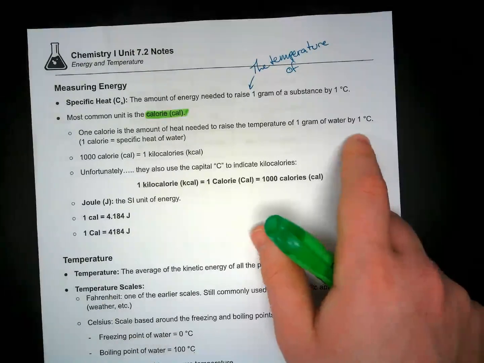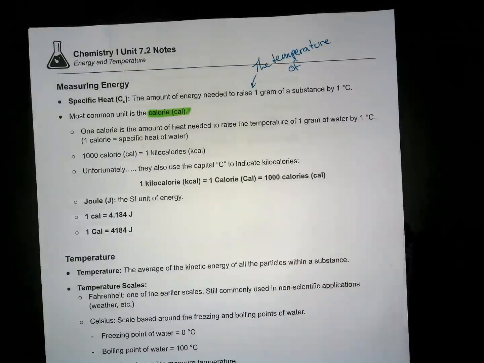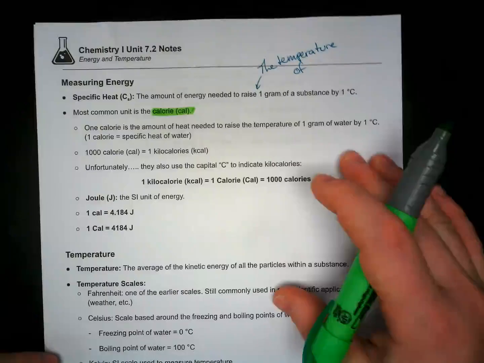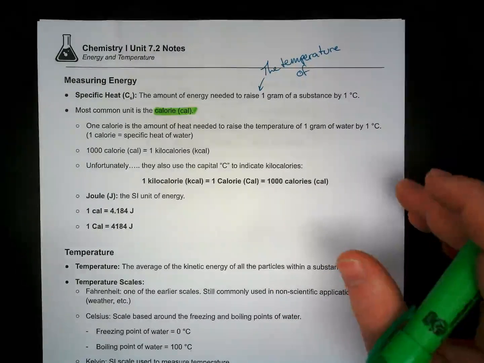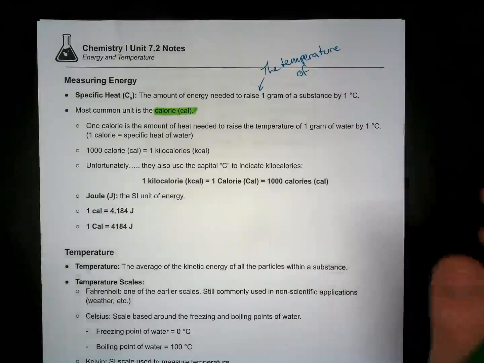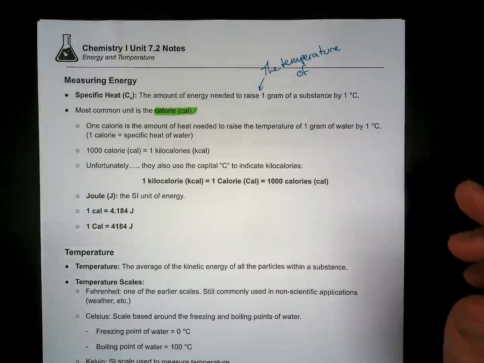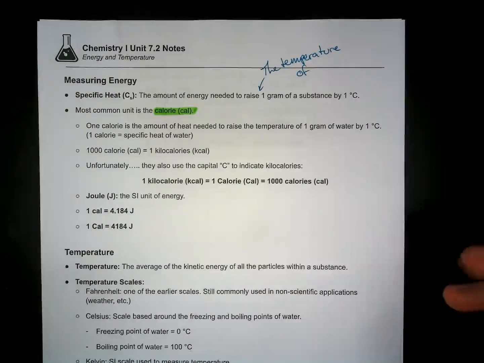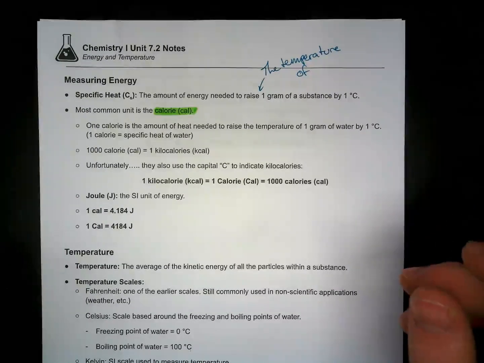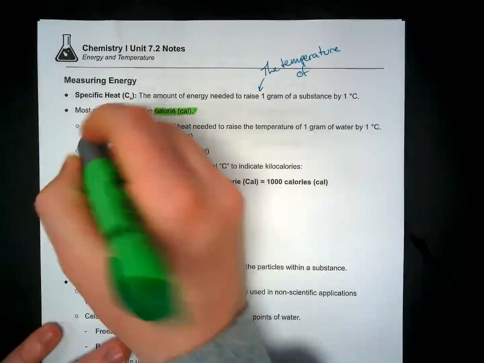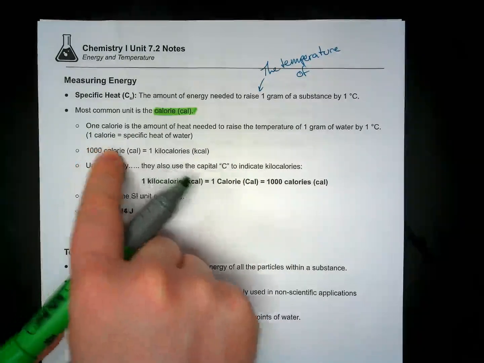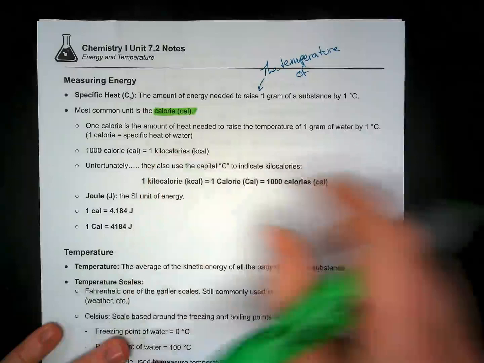Why water? Because water is super easy to use. Water's everywhere, and like I mentioned in class one day, it's a miracle molecule. So we use water to compare, as basically our tool of measurement here. One lowercase calorie is equal to the specific heat of water.